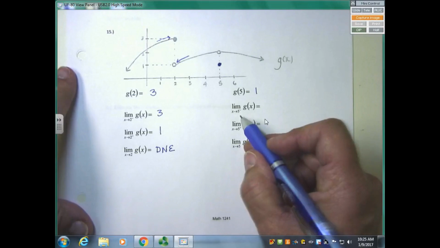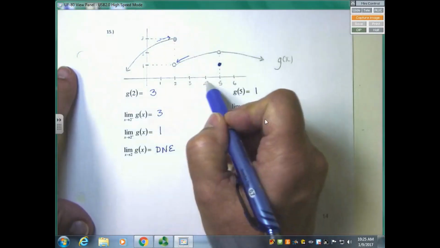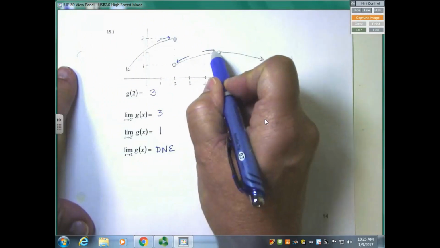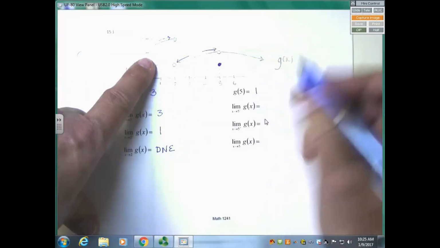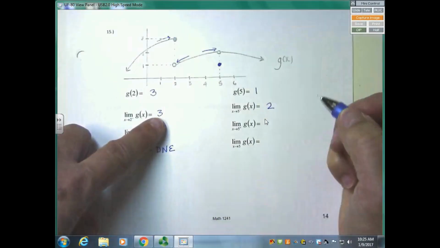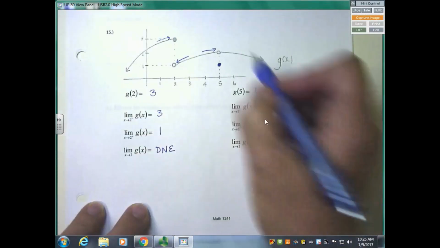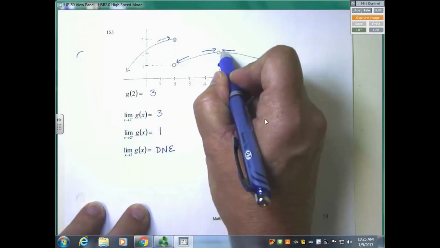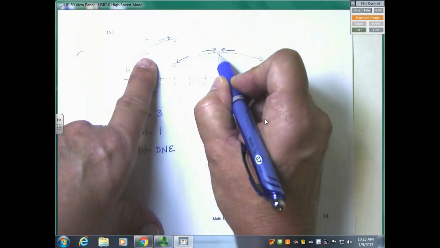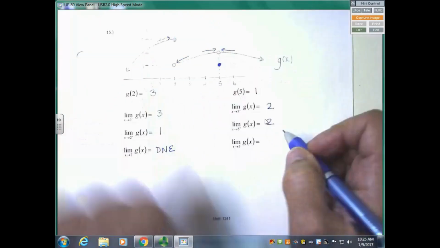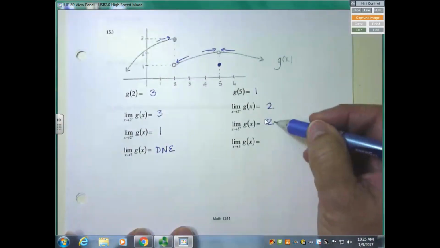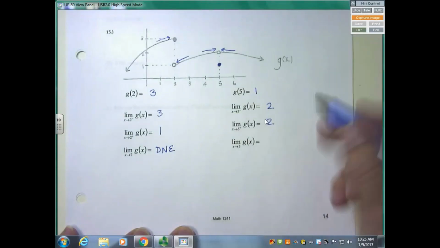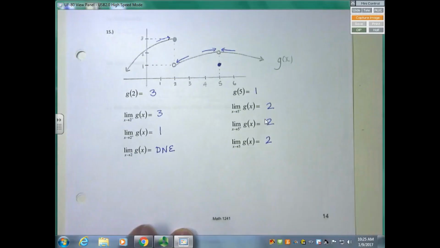The limit as x approaches 5 from the left. So this side. So we're getting close to this y value of 2. The limit as x approaches 5 from the right. We're getting close to this y value 2. So both left and right sides are approaching the same y value. So that means that is the limit. So it does exist. Okay?